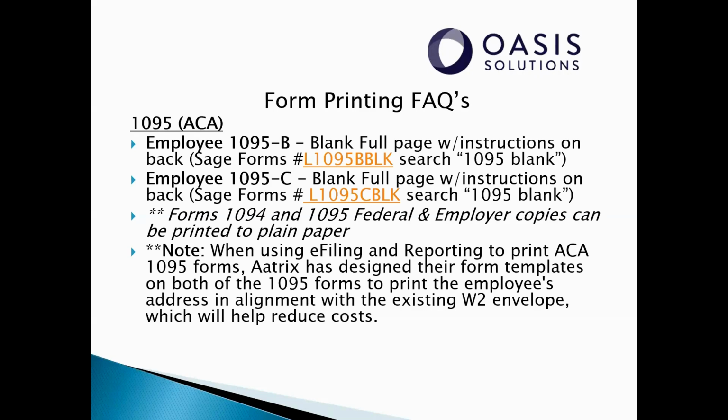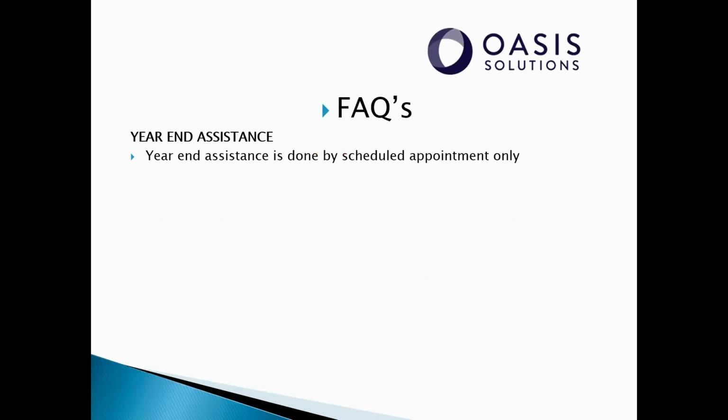Again, the 1094 and 1095 federal and employer copies can be printed on plain paper. And if you are using Atrix to print those out, they have created the 1095 forms so that the name and address alignment will fit in the same envelopes as the W-2 envelopes. So that can help you reduce your cost, knowing that they can go in those same W-2 envelopes as the 4-up W-2s.